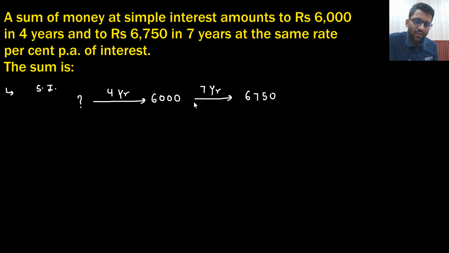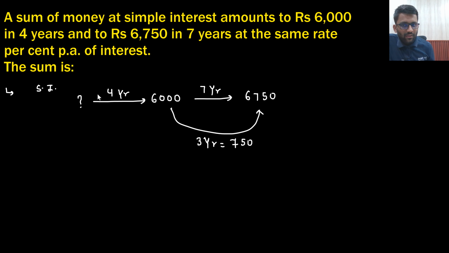So in 4 years it was 6,000 rupees, and in 7 years it was 6,750 rupees. So in these 3 years, what was the interest you paid? 750, right?